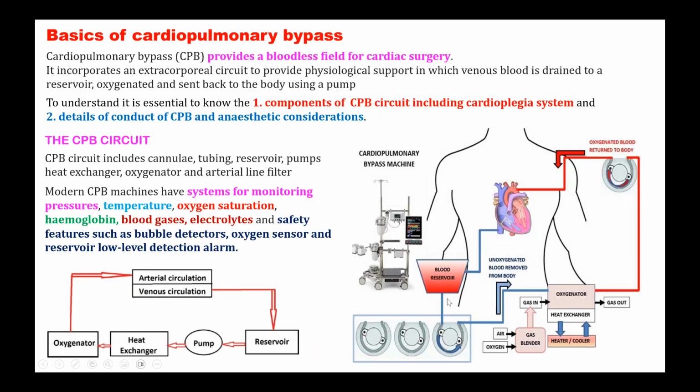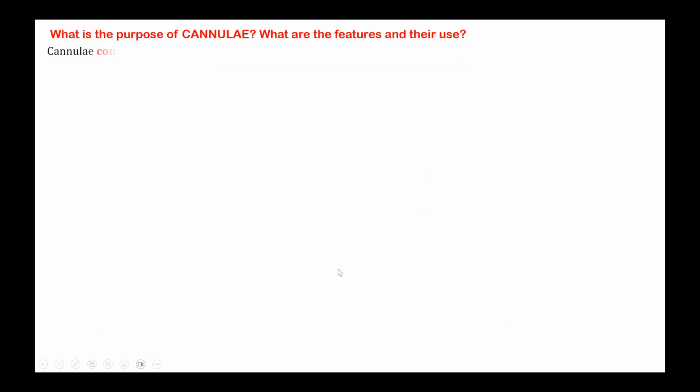Deoxygenated blood is drained. Then at the oxygenator level, it is oxygenated, converted into what the lung is doing, and this is done by the oxygenator. And these pumps are the main mechanisms where they push the blood back to the aorta to supply the systemic organs. Okay, so this is the picture of the whole bypass machine. So remember these two pictures.